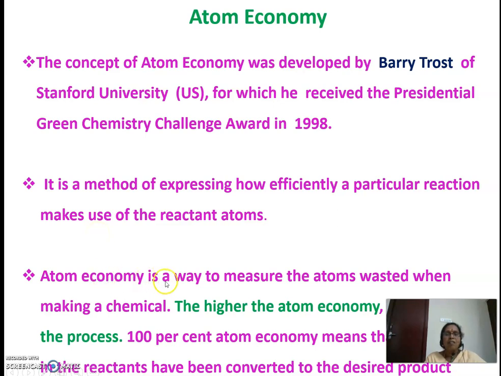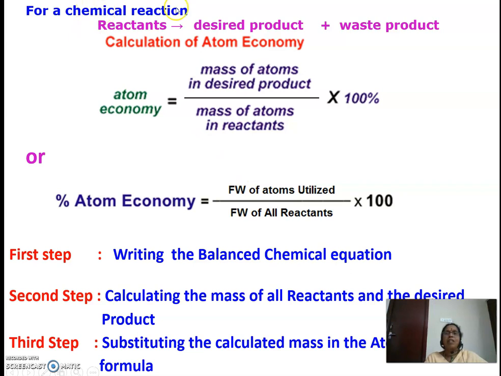Atom economy is a way to measure the atoms wasted when making a chemical. The higher the atom economy, the greener the process. 100% atom economy means that all the atoms in the reactants have been converted into the desired product. A chemical reaction is generally written as reactants giving the product we want to prepare, the desired product, plus the remaining products formed, which are said to be waste products or byproducts.